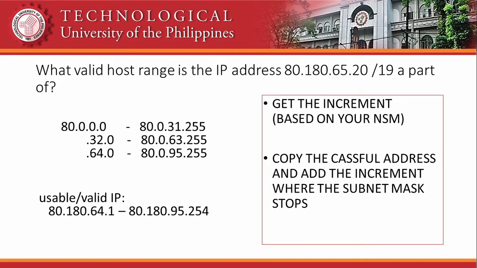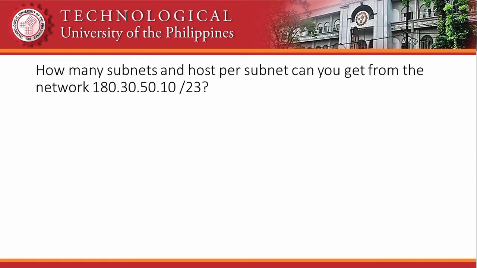Ngayon, magdadagdag tayo ng increment hanggang lumabas saang slice makakatapos yung 3rd octet which is 65. Since sa 3rd slice siya, lagyan na natin agad ng arrow. The question is, what is the usable or valid host? Yun yung network range na nasa pagitan ng network address mo at broadcast address mo. So, our valid IP is from 0.64.1 up to 0.95.254.